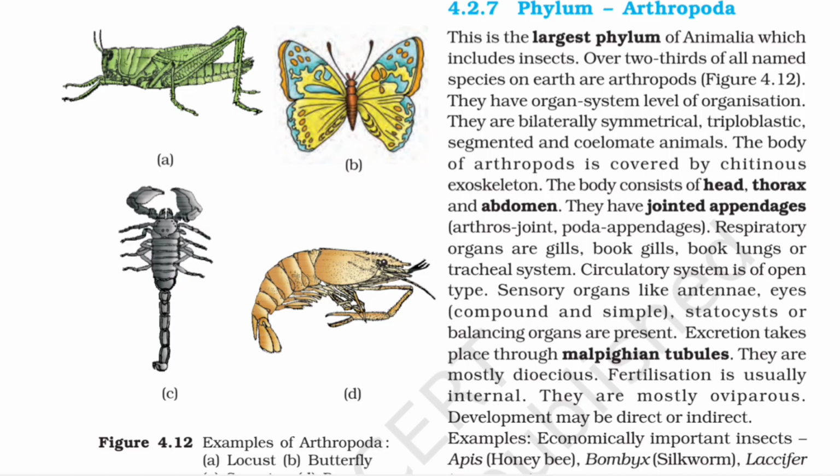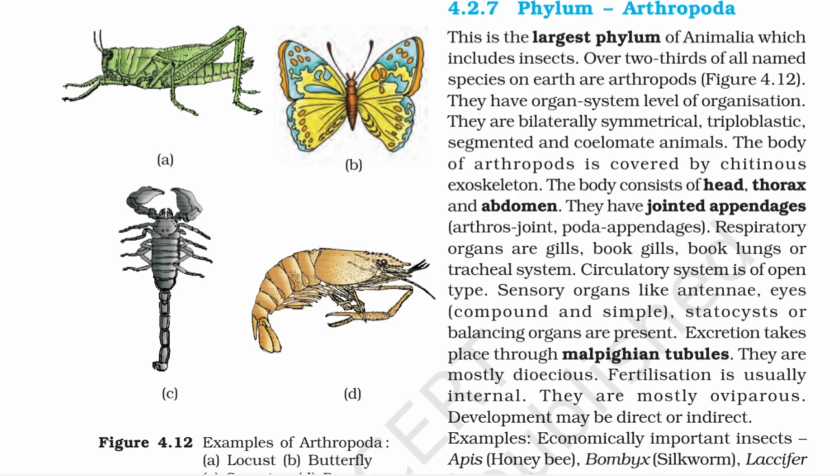4.2.7 Phylum Arthropoda. This is the largest phylum of Animalia, which includes insects. Over two-thirds of all named species on Earth are arthropods, figure 4.12. They have organ system level of organization. They are bilaterally symmetrical, triploblastic, segmented, and coelomate animals. The body of arthropods is covered by a chitinous exoskeleton. The body consists of head, thorax, and abdomen. They have jointed appendages, the meaning is arthros means joint and poda means appendages.